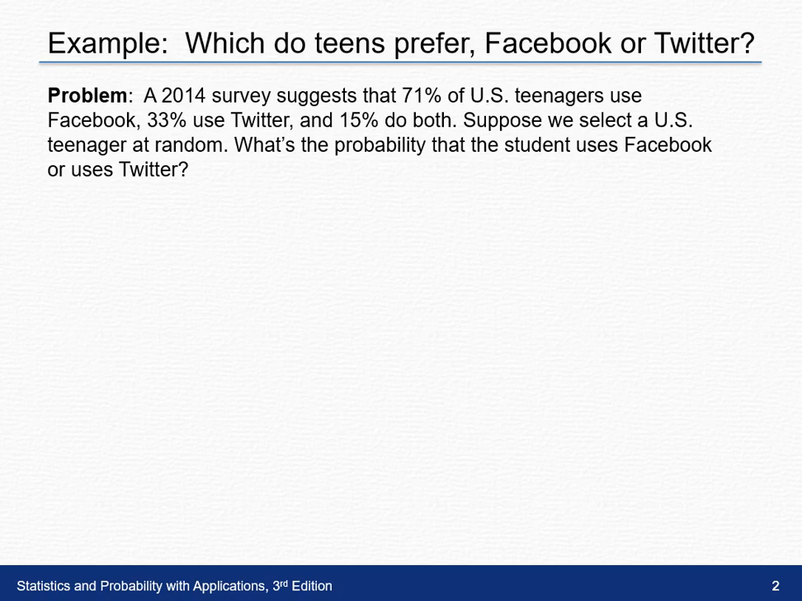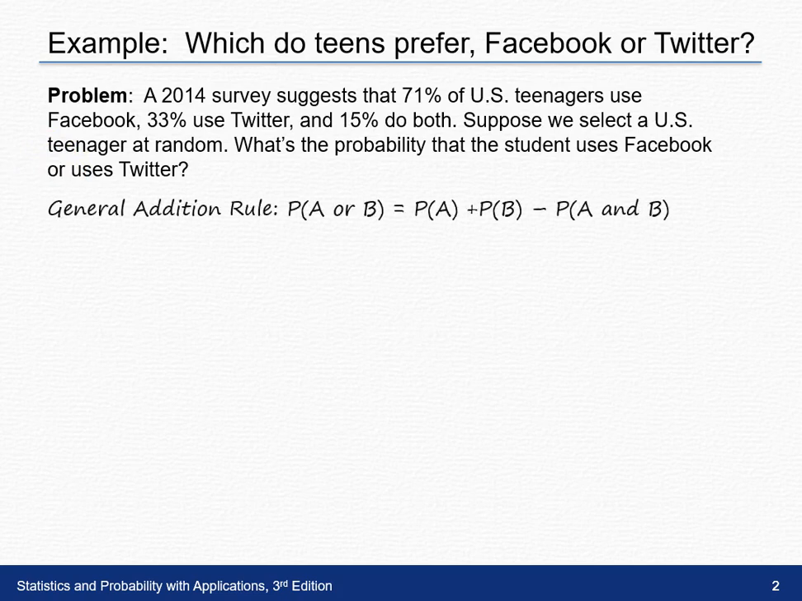So when I read this example, what I notice is that I'm given 3 probabilities, and I'm asked for the probability that a student uses Facebook or Twitter. When I see that word "or," I know that I'm going to want to use what we call the general addition rule. To use this rule, you need to have 2 events, A and B, and to figure out the probability of A or B, we figure out the probability of A, add that to the probability of B, and then subtract off the probability of A and B, or both of them occurring at the same time.